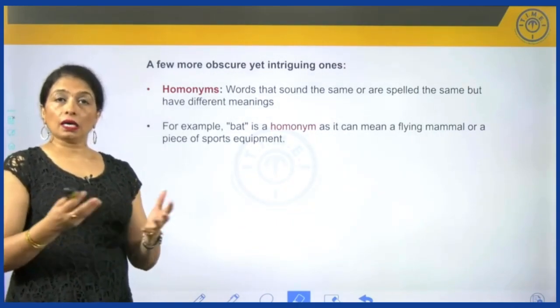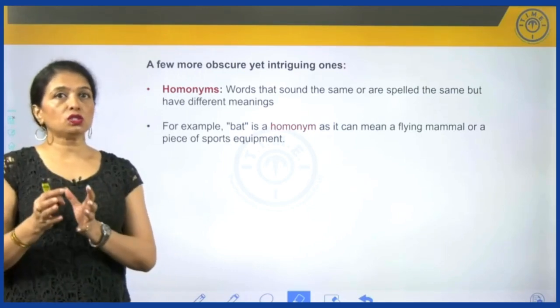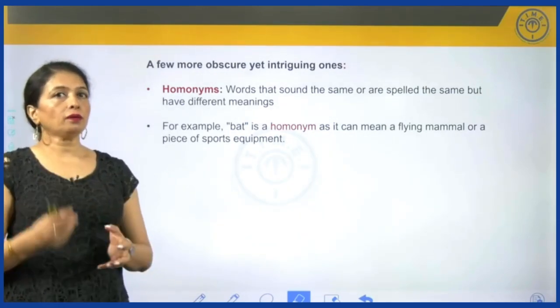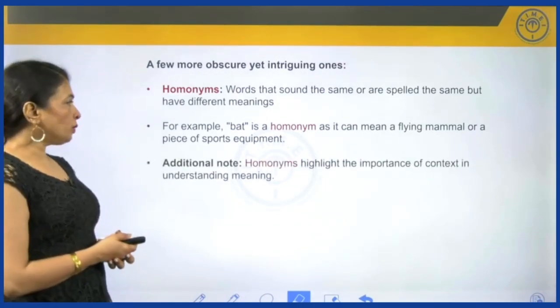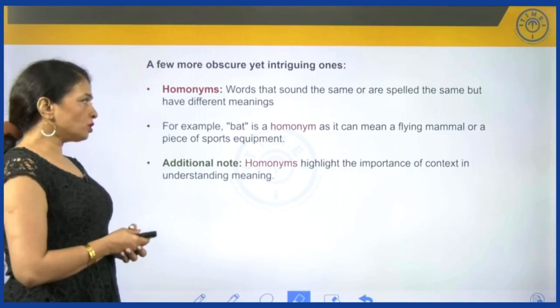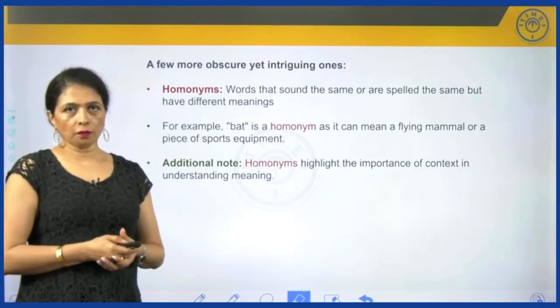We have so many others that float around us. Please try to identify them and remember them. So, the additional note about homonyms is that they highlight the importance of context in understanding meaning.